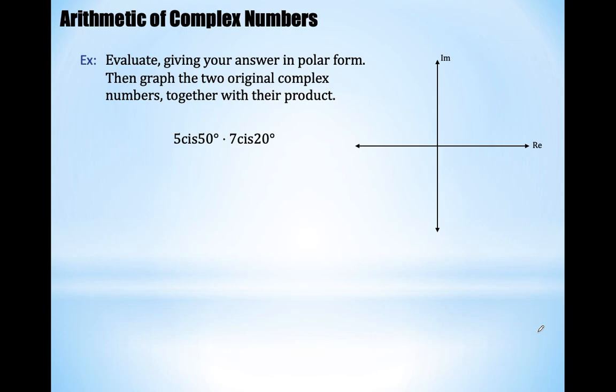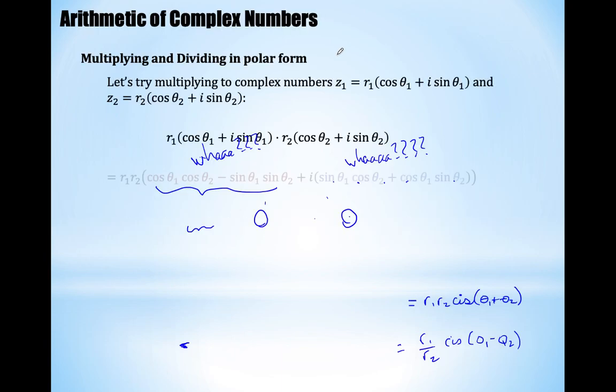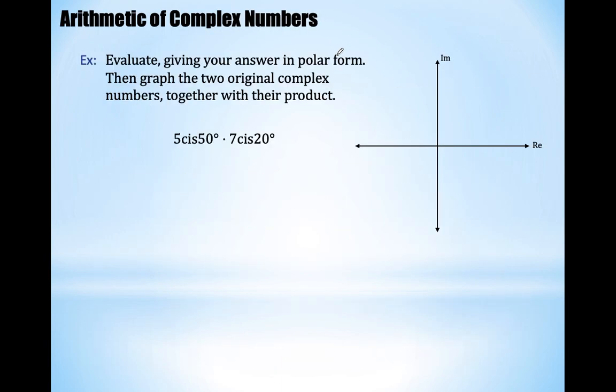So, for example, evaluate this product, but you can leave your answer in polar form. You don't have to put it into rectangular form. So using our formula, what are we going to do? We're going to take the two radii, multiply them together, and we're going to take the two angles and add them. And notice I just did an example in degrees.